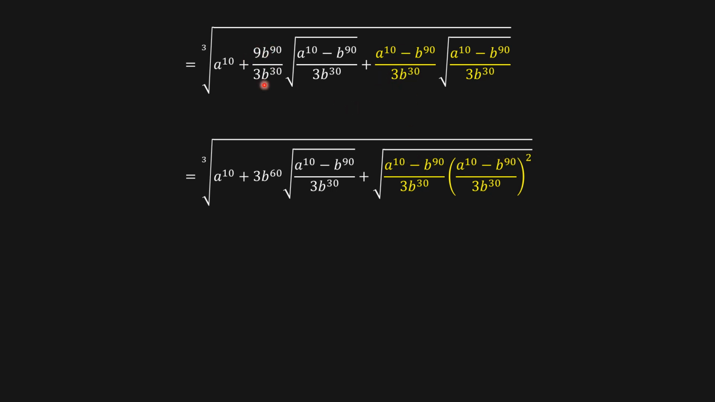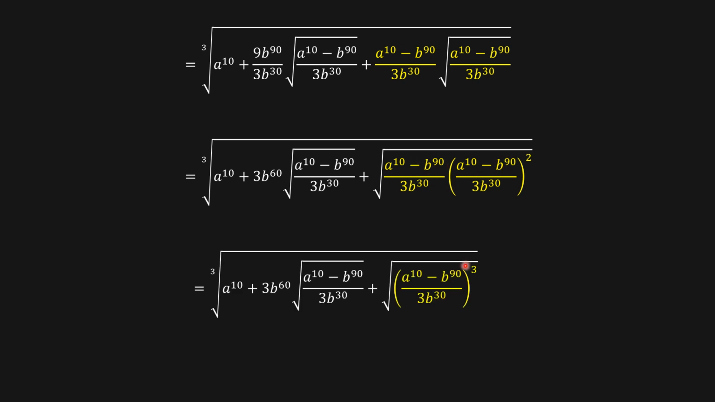This one here divided by this one here, we're gonna have just 3b to the 60, right? 9 divided by 3 is 3. b to the 90 divided by b to the 30 is b to the 90 minus 30, and this is 60. Okay, very good. And now this one here, we can multiply this. We're gonna have 3, right? Because this one is equal to this, so we're gonna have this one to the power of 3, right?